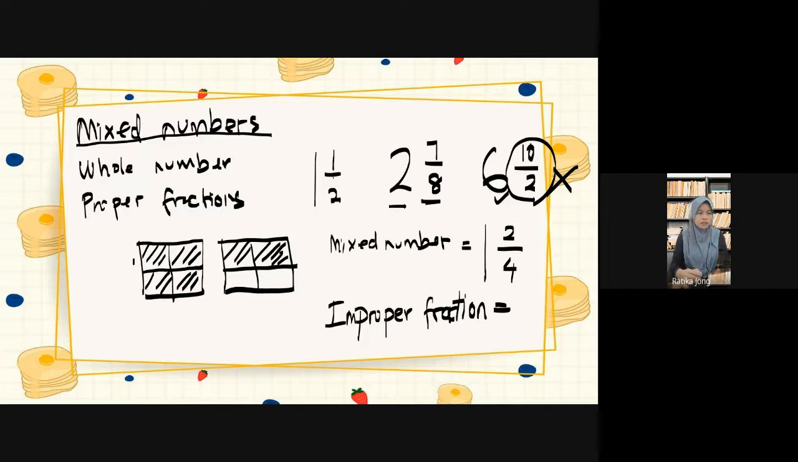Berapa? 1. This is 1, 2, 3, 4. This is 4/4, kan? This one is 1, 2, 2/4. So what is the improper fraction? 6/4. Yes, very good. 6/4.